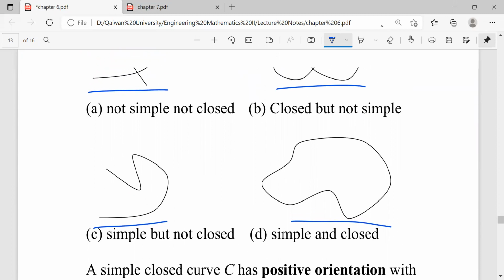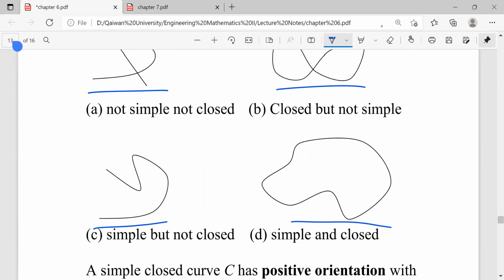And here we have closed and opened. This is not a closed curve. But this one is a closed curve. It's closed.